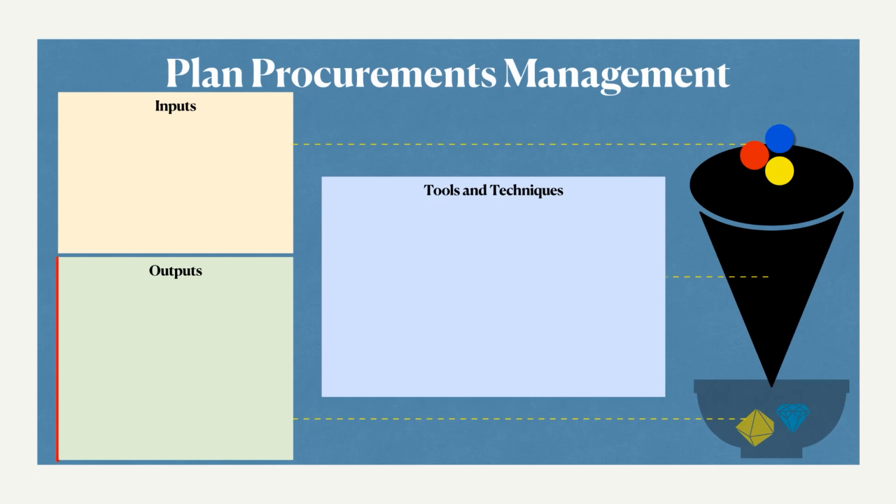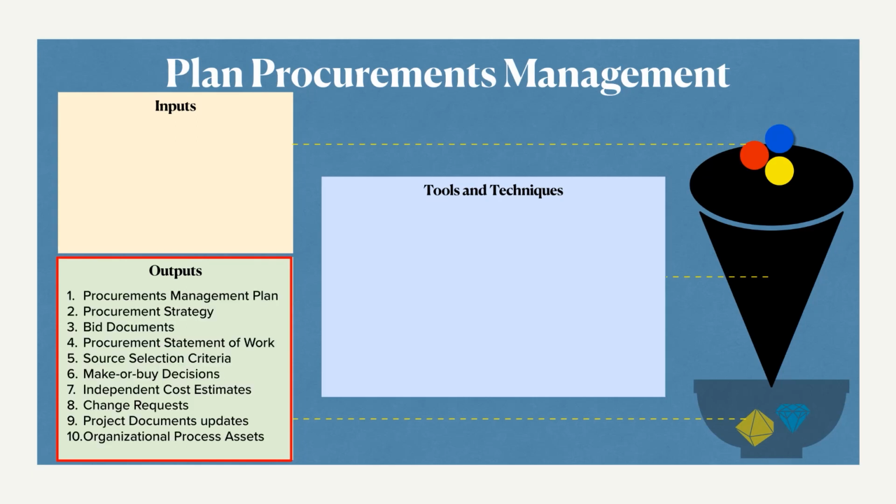So let's take a quick look at the outputs that we need to build. We have 10 outputs that we need to work on. Let's quickly go through each one of them.